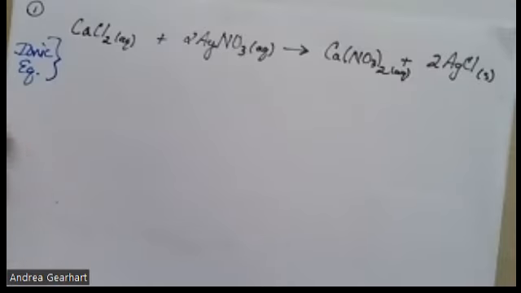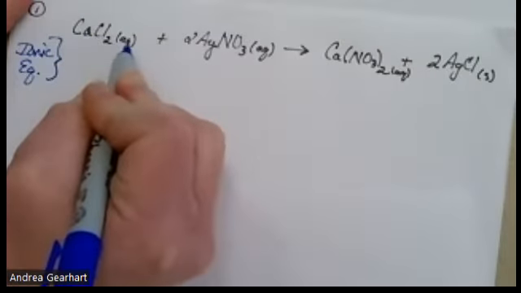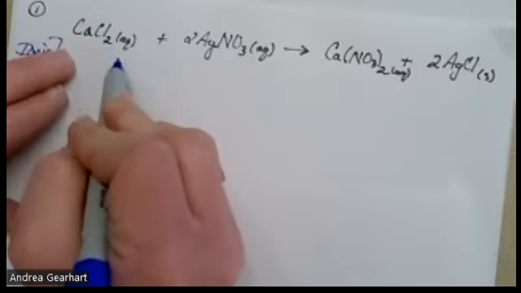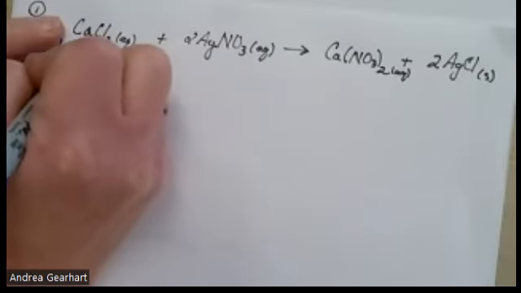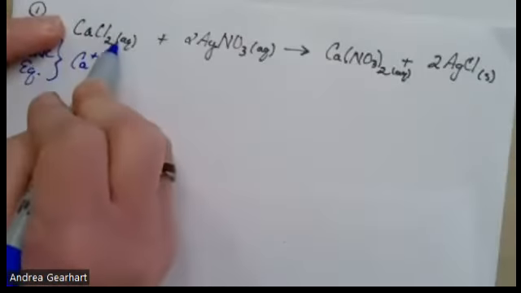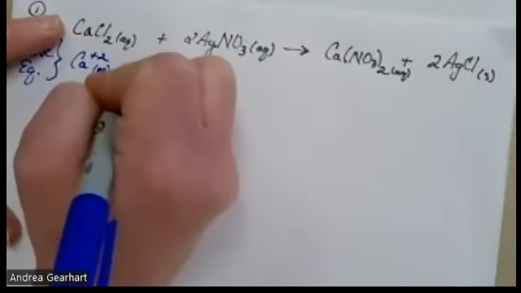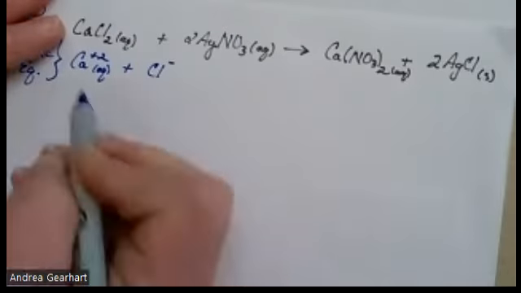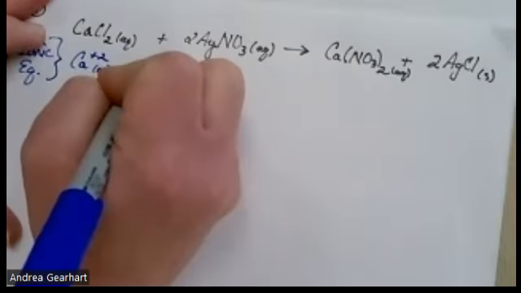So here, ionic, soluble ionic because metal and non-metal. So I will break this into the ions that make it up. The ions here are the calcium +2. They are dissolved in water, so I get the phase symbol of aq. And chloride. There are 2 chlorides for every 1 calcium.